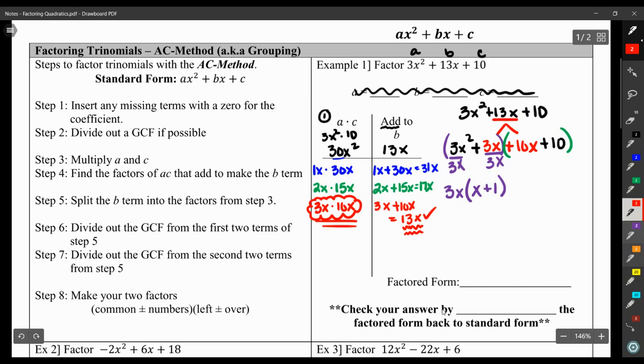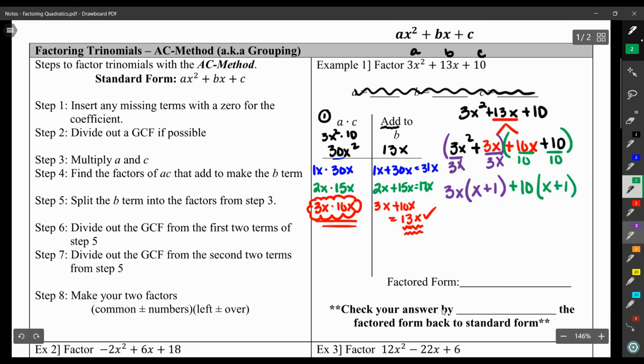Now we're doing the same process with the other two terms. So 10x and 10, what can I divide out of both of those? Well, they're both 10s, so I can divide out a 10. Now I cannot take an x this time because this has an x and this one doesn't have any x's. So they do not share an x. So the only thing I can take out is a positive 10, again, to the outside of the parenthesis. And then let's divide out to see what's left over. 10x divided by 10 makes x. 10 divided by 10 makes 1.